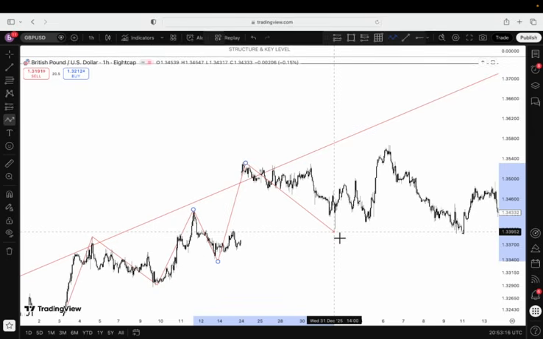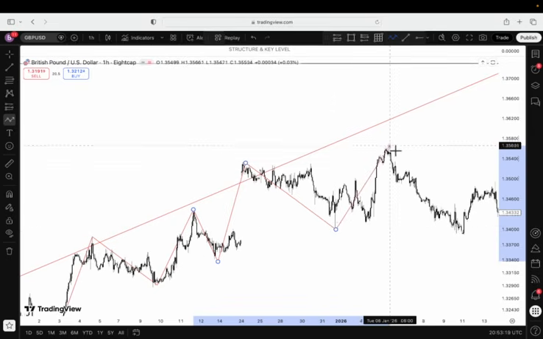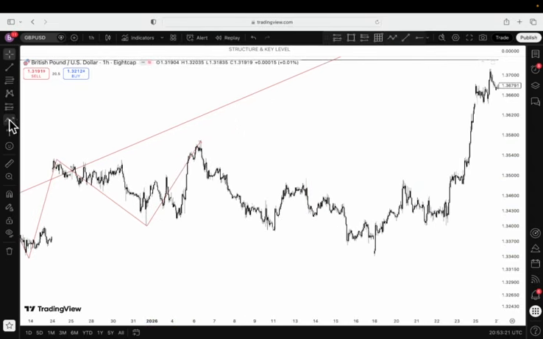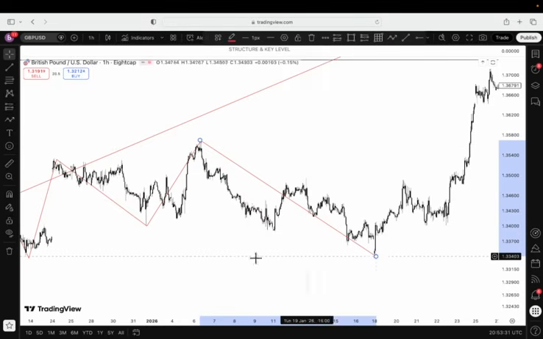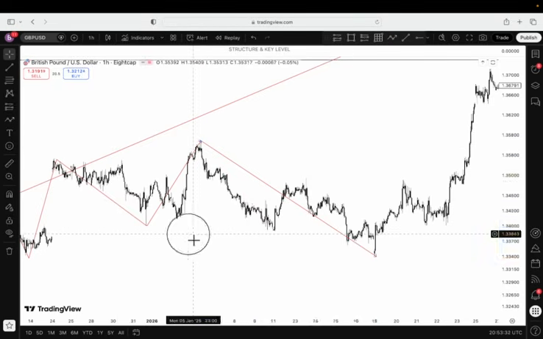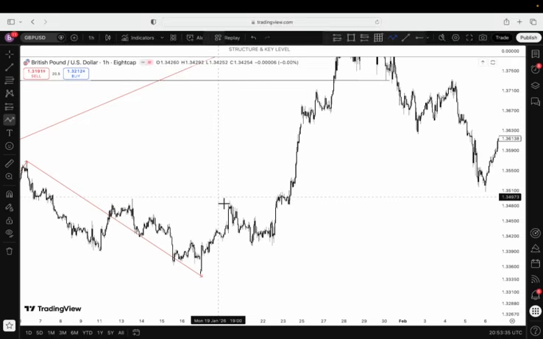So then, I think this did sweep that low. Yep, this guy is out, this low has been swept. Let me now remove it so that the chart doesn't look dirty.